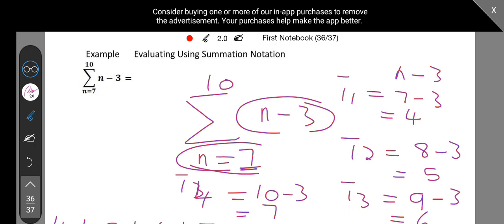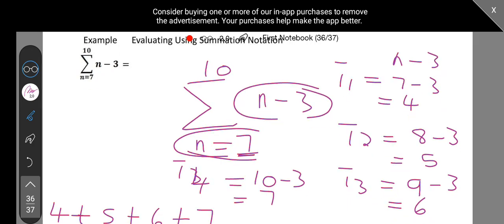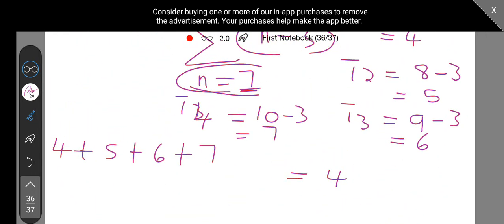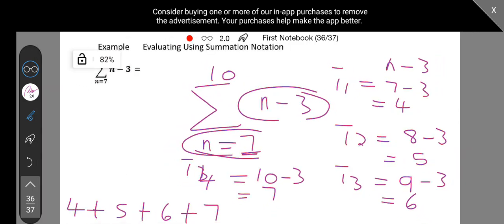Let me give you another example before I close. I've decided to continue. Let me erase here.